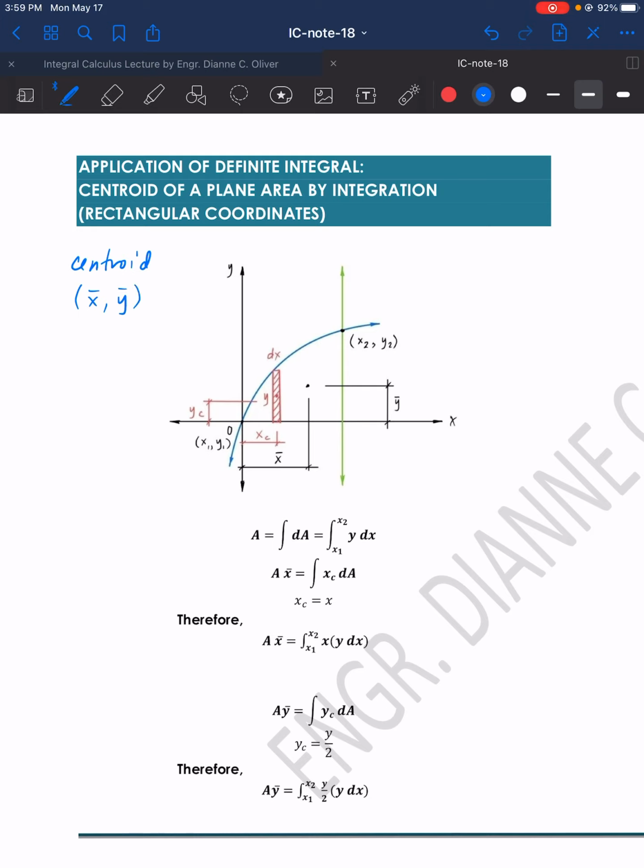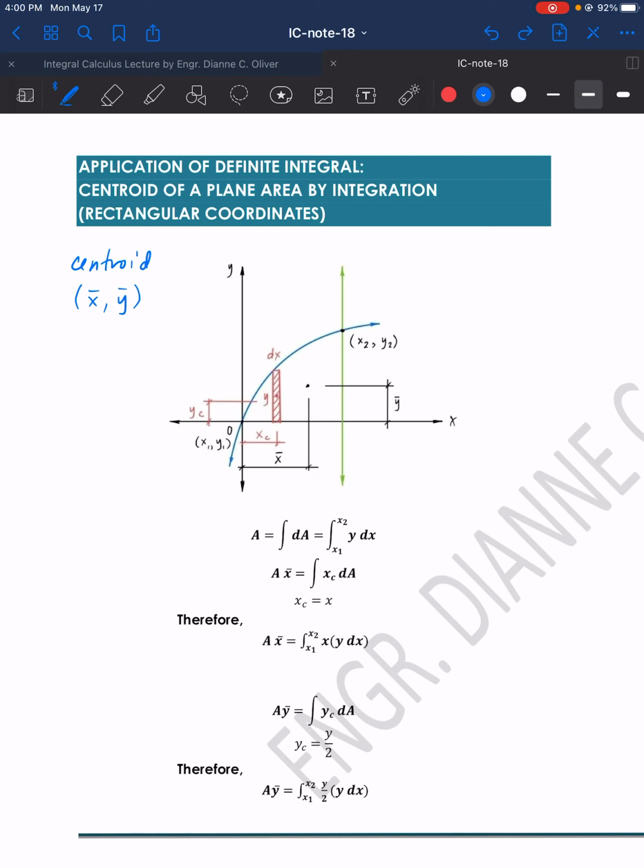of this video. Now to get the centroid, first we will need to get the area bounded by, for example, in this figure, so we will be solving for the area bounded by this curve here, the blue curve here, and the green line, and the x-axis.